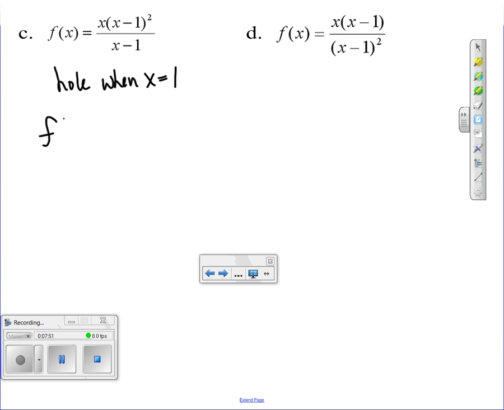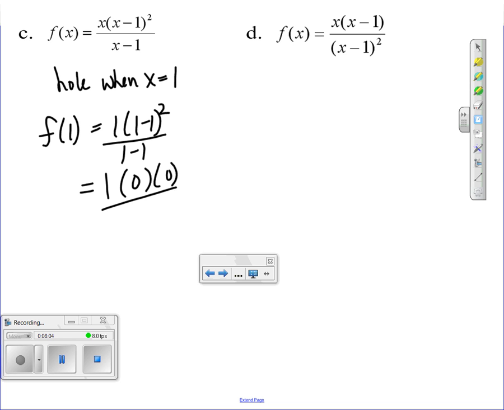And you would find the value of that hole by putting 1 into your expression. So what happens is when I consider this, we get 0 times 0 over 0. These would cancel out, and you still would get 0, so the hole would occur at 1 and 0.